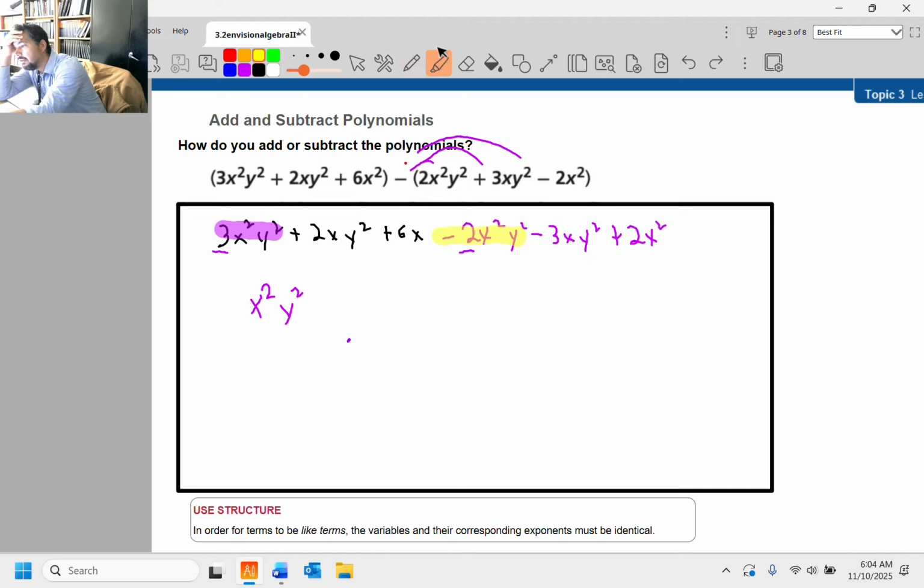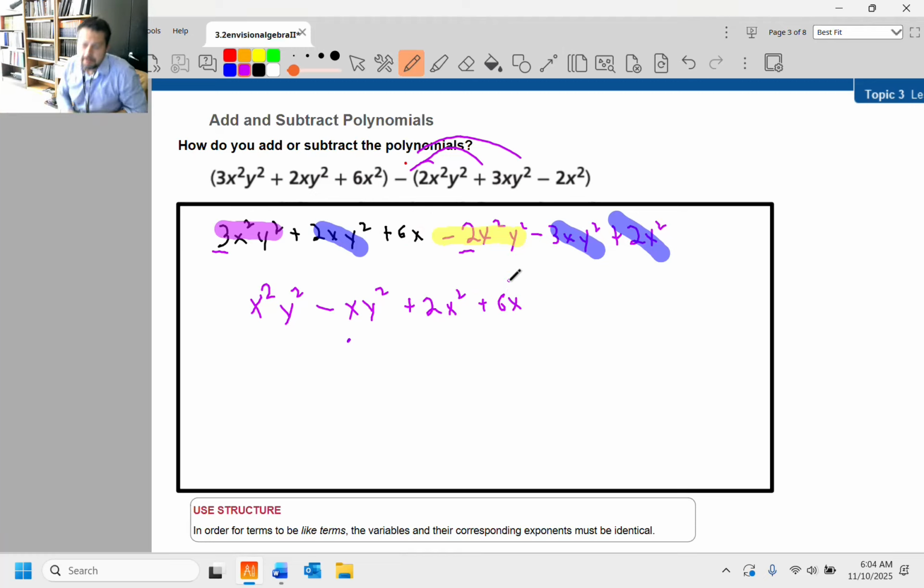Now, the next funny looking things are that guy and that guy. Notice they both have an xy squared, and they are like. And 2 minus 3 is negative 1. Remember, in math, ones are understood. I say that a lot, but y'all still don't seem to get it. The next highest power is going to be that guy, and he's the only one that exists. And then finally, we have the plus 6x. And that's how that thing would look in standard form. In order for terms to be like terms, the variables and their corresponding exponents must be identical.